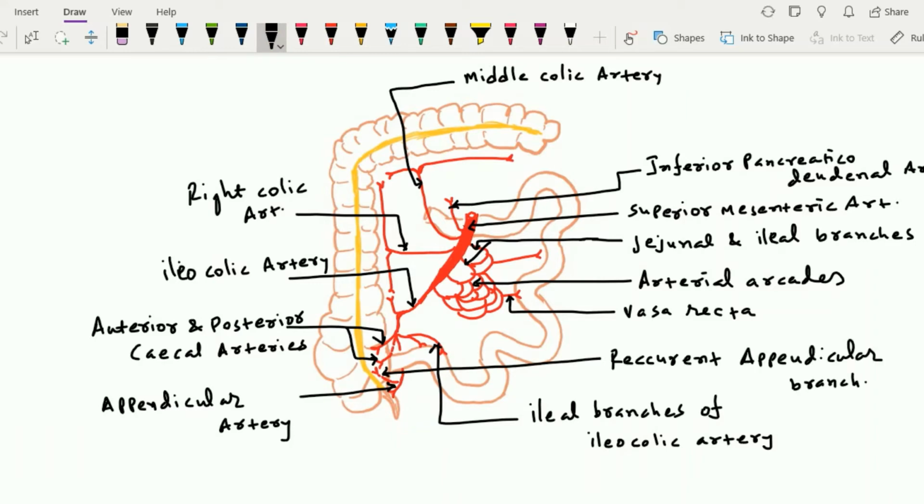So in a nutshell, the superior mesenteric artery supplies the entire small gut except the proximal part of the duodenum up to the ampulla of Vater, and also supplies the large gut up to the junction of the right two-thirds and the left one-third of the transverse colon. In addition, it supplies part of the head of the pancreas also. So this is all about the superior mesenteric artery.